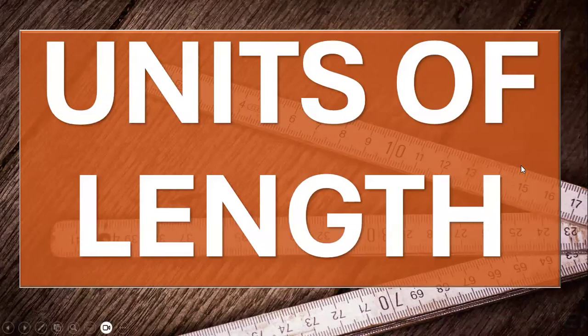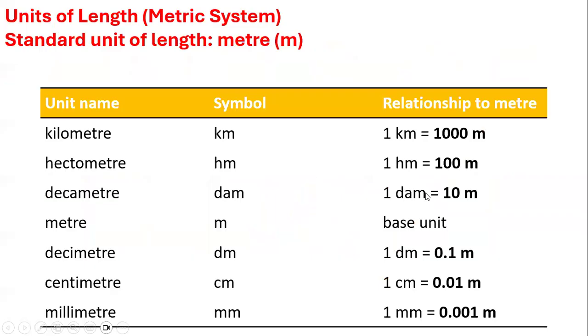Besides meters, what are some other units of length that we have? We have kilometers, hectometers, decameters, centimeters, and millimeters. All them good stuff, right? So that's what we did yesterday. And we had a whole table that showed the units, the unit name, the symbol, the relationship, and all that good stuff.